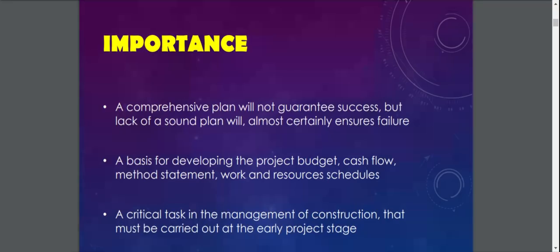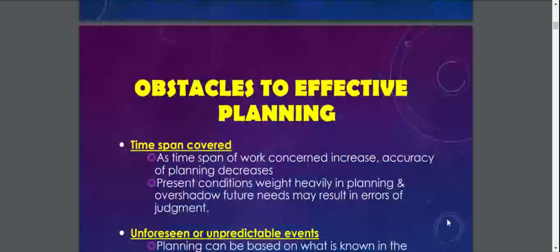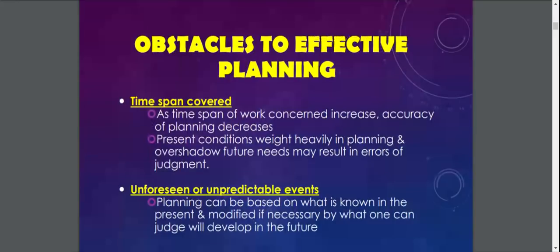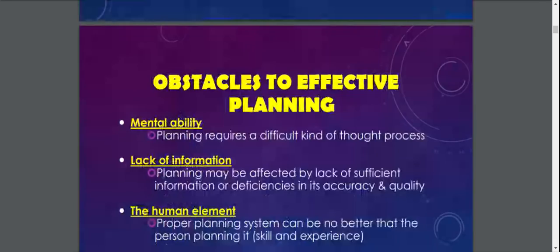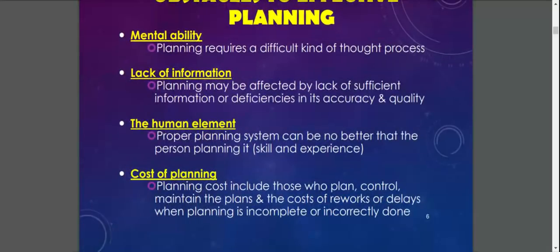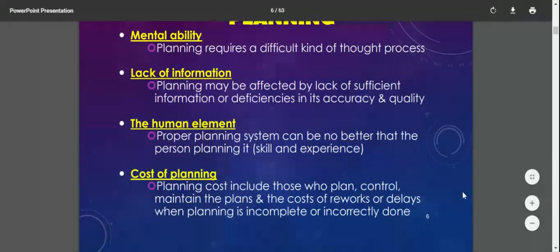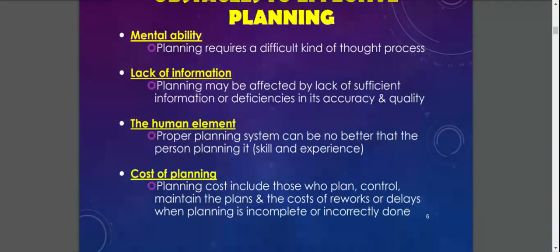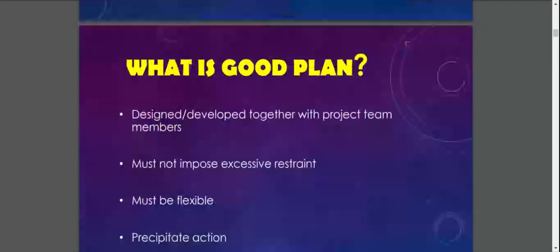So in terms of the obstacles to effective planning, of course, there are the time span covered, and unforeseen or unpredictable events. So these are all the obstacles to effective planning: mental ability, lack of information, human element, cost of planning. So these are all the basic issues and problems that have been faced by all project managers in construction projects.